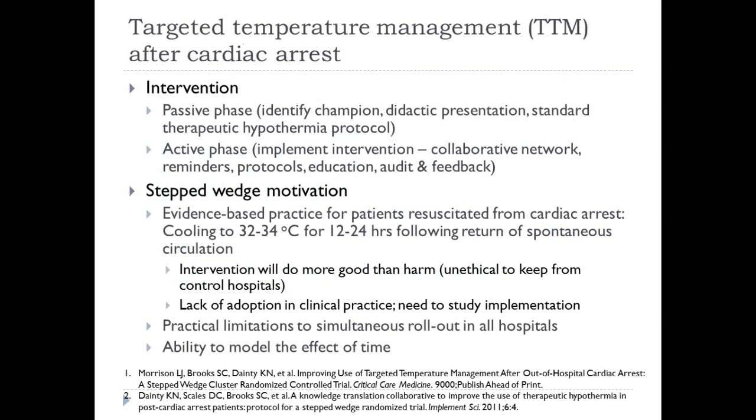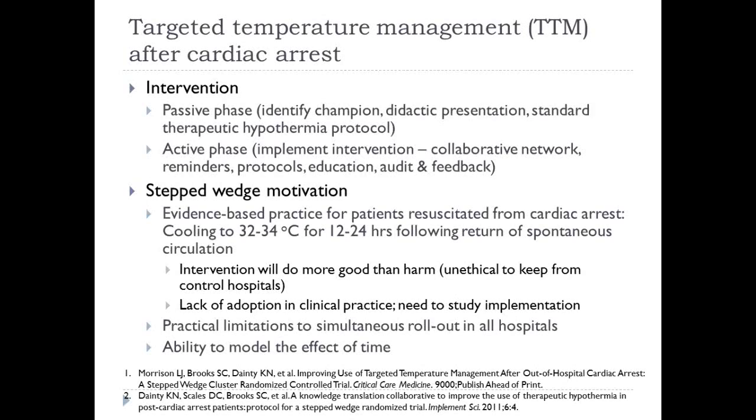Okay, so the example for design A I mentioned is Morrison and Dainty and colleagues looking at targeted temperature management after cardiac arrest. Their intervention involved a passive phase and an active phase. In the passive phase, they identified champions, they gave didactic presentations, and they distributed a standard therapeutic hypothermia protocol. In the active phase, this is when they actually implemented the intervention. They engaged a collaborative network of hospitals. They implemented reminder systems. They actually started using those protocols and encouraging use of those protocols. They provided ad hoc education and audit and feedback.